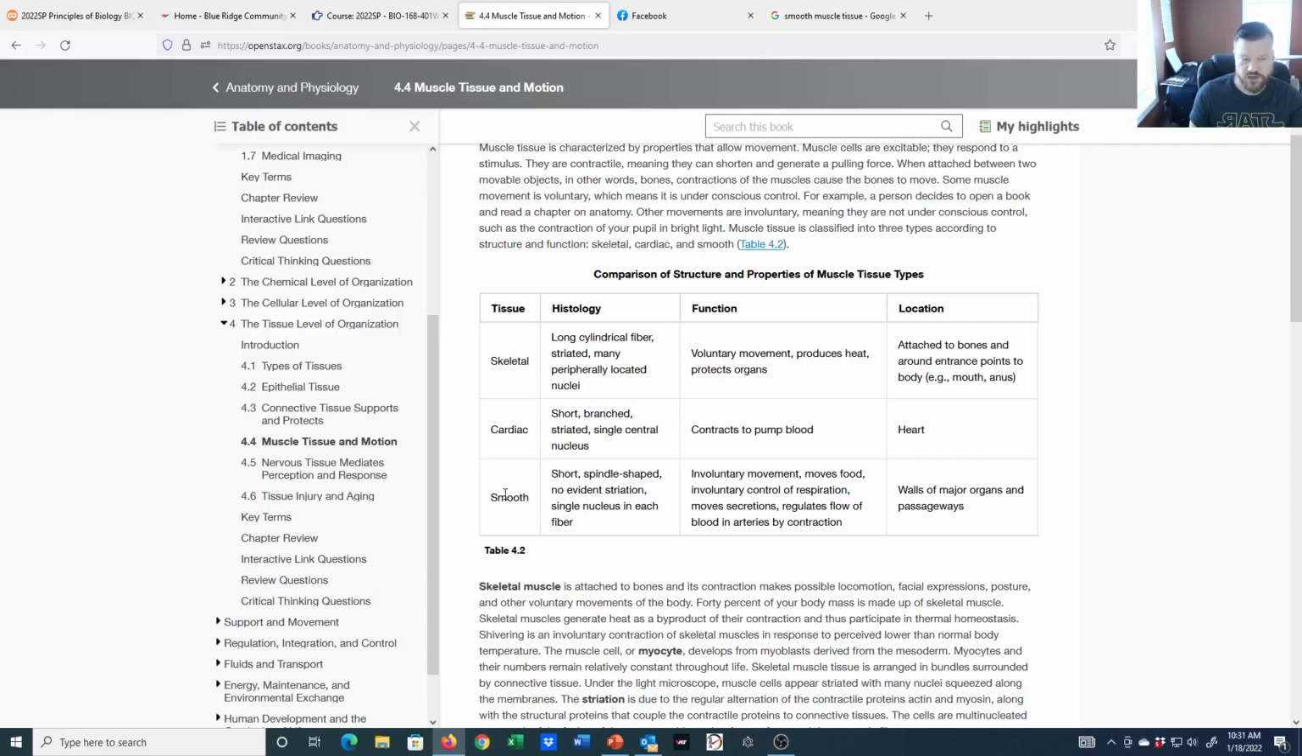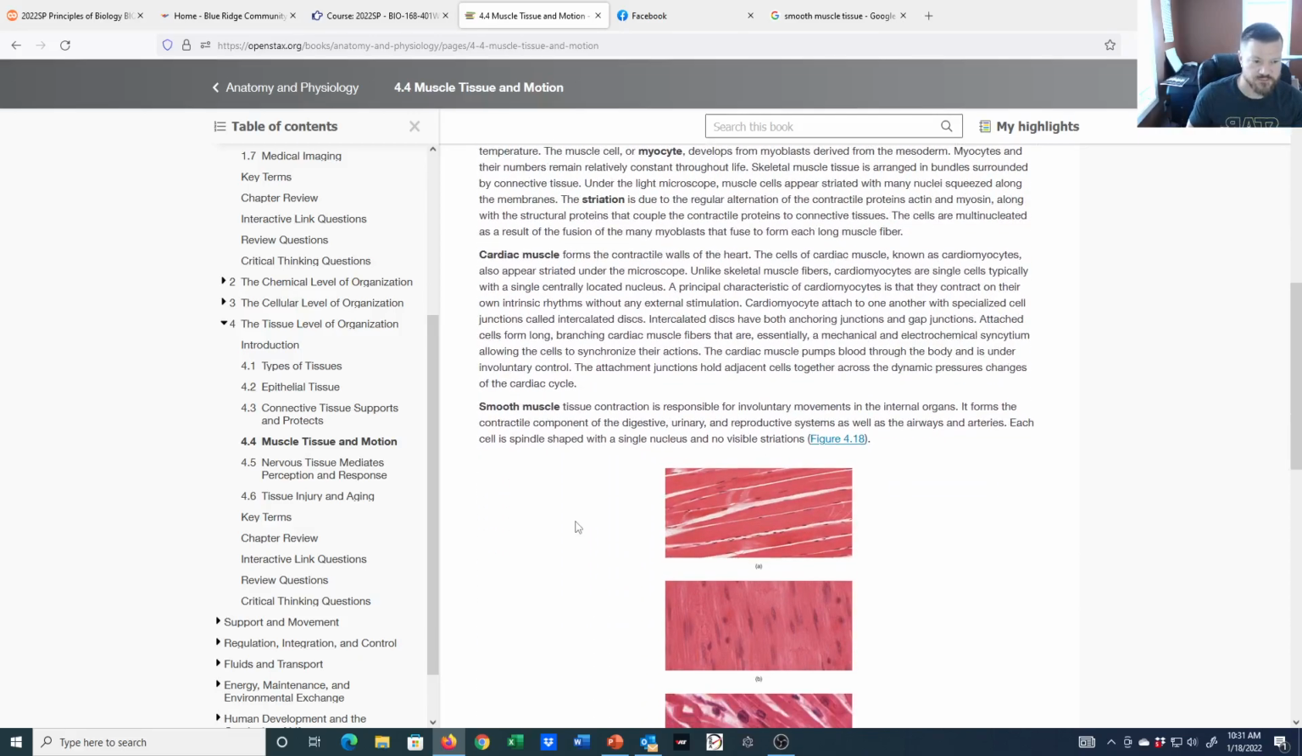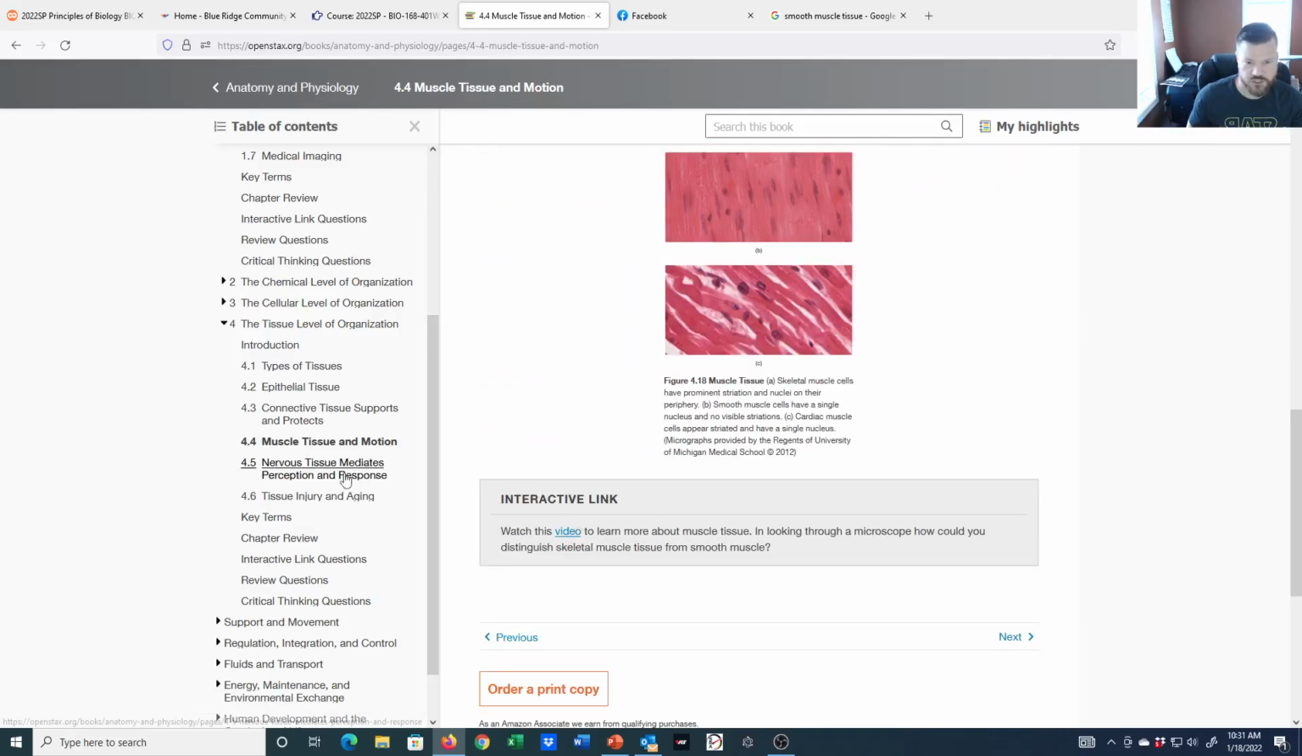You also don't find the striations in smooth muscle tissue. I didn't point it out in the cardiac, but both in skeletal and cardiac, you're going to see those striations exist. You don't see that in smooth, right? Because the way they contract is a little bit different, right? So those are the major types of muscle tissues.